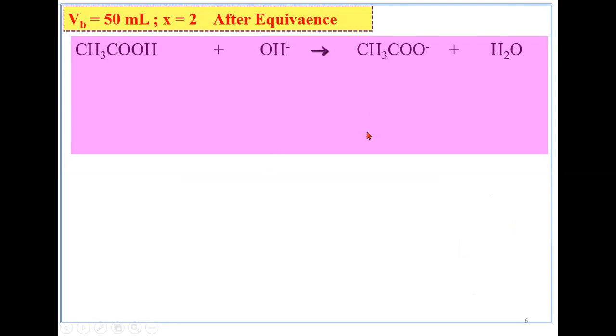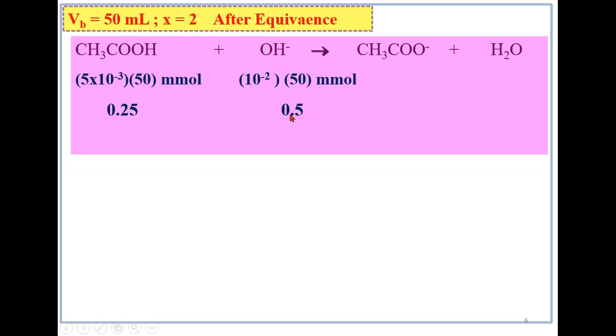Now, at 50 milliliters of added OH, notice I didn't change my equation. My equation stays the same. Guess what? I also don't change this. This is still CAVA, and this is still CBVB. The CAVA doesn't change. It's always the same, but the CBVB changes, because the milliliters that I have added now is greater. Again, we start from scratch, as if I didn't add anything before.